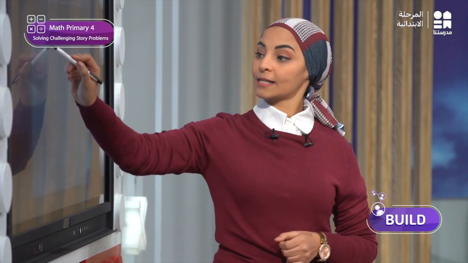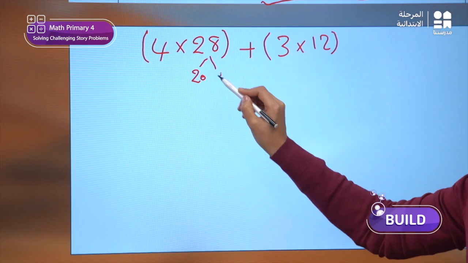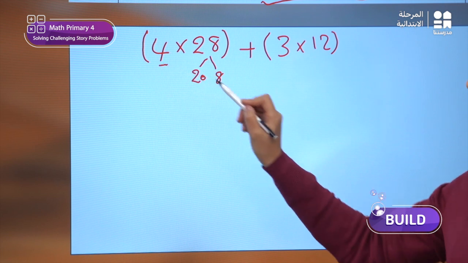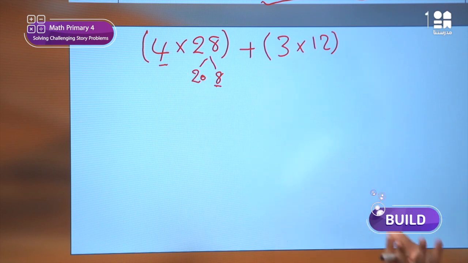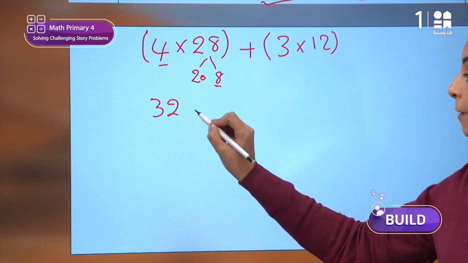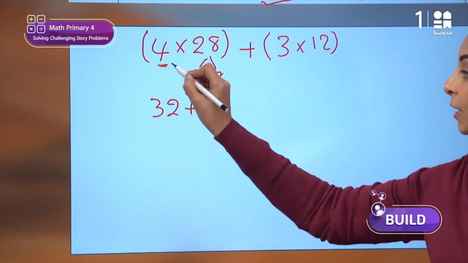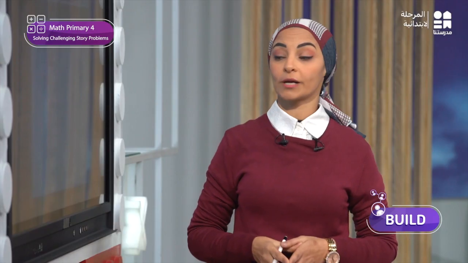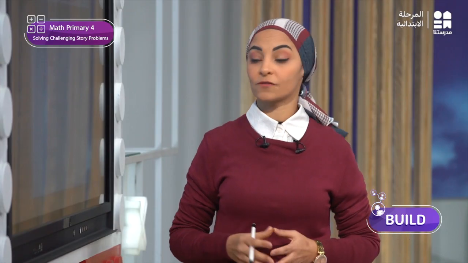So 28 can be 20 and 8, right? First of all, I will multiply what? I will do 4 times 8. Here 4 times 8 gives me what? Excellent. 4 times 8 gives me 32. Plus what? 4 times 20. 4 times 20 equals what? Of course, 4 times 20 gives me 80.